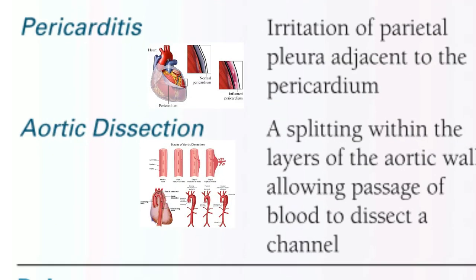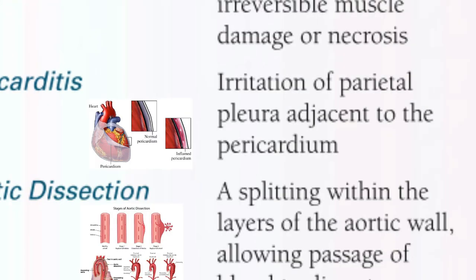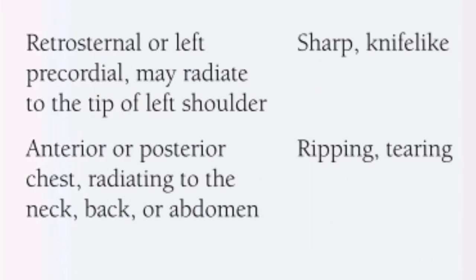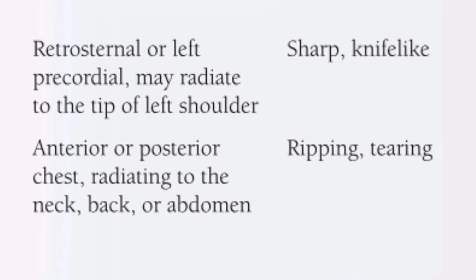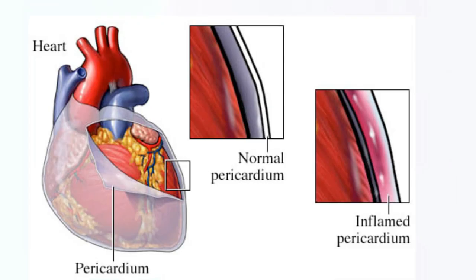For pericarditis, this is due to inflammation of the pericardium, and the common description is that the patient has sharp, knife-like chest pain. The unique thing about pericarditis is that it is aggravated by lying down and sometimes by deep breathing, and it is relieved by sitting or leaning forward. That is typical in a patient with pericarditis.